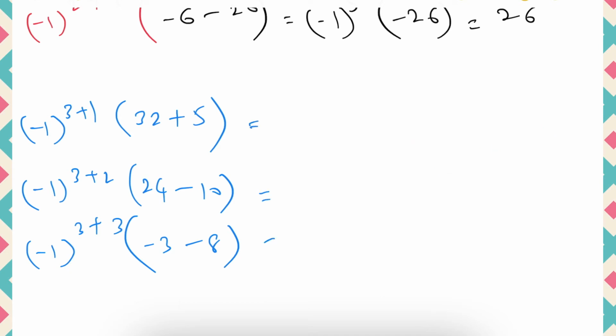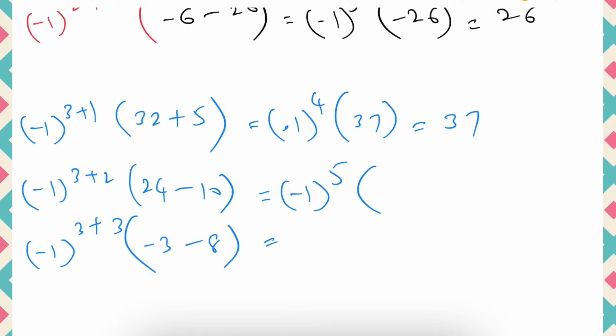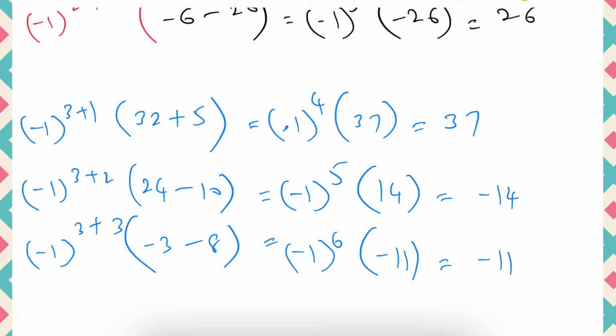Which is equals to minus 1 power 3 plus 1 is 4 into 32 plus 5, 37. Minus 1 power 4 is plus 1 into 37, it is 37. Then minus 1 power 3 plus 2 is 5 into 24 minus 10, 14. Minus 1 power 5 is minus 1 into 14, minus 14. Then last will be minus 1 power 3 plus 3 is 6 into minus 3 minus 8, minus 11. Minus 1 power 6 is positive 1 into minus 11, minus 11. So these all are cofactors.